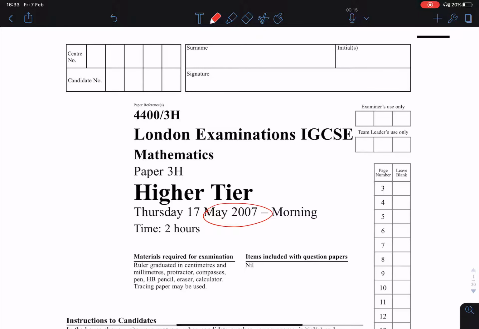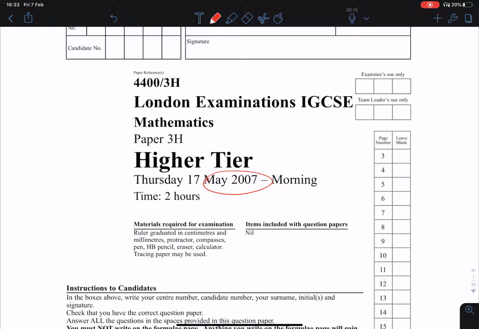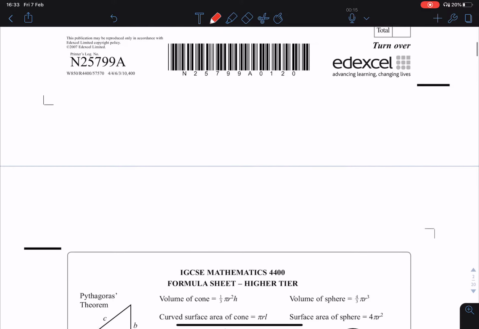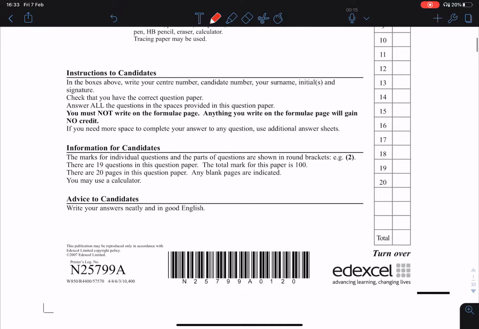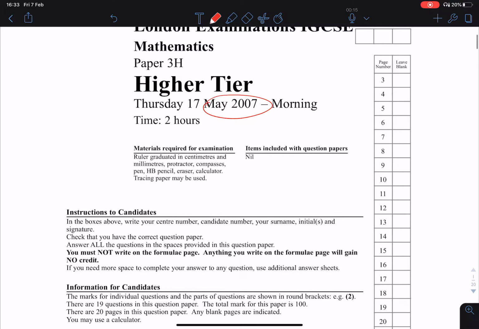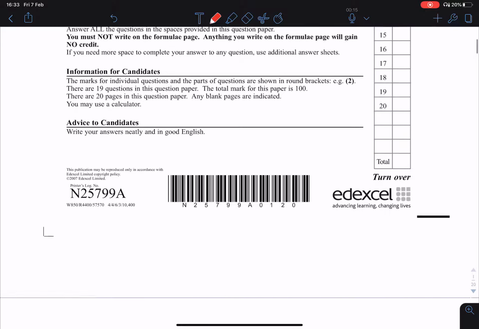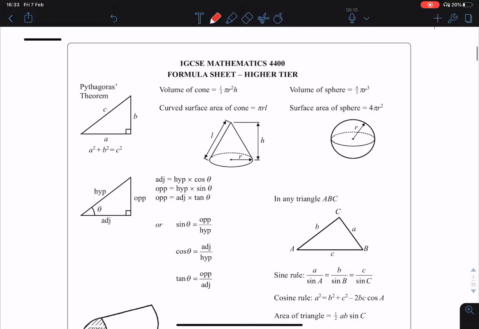I'm making notes with a pen. It's paper 3H. There's a paper 3H and there's a paper 4H, so two higher papers that you have to sit anyway. What I'm going to do is go through the first half of the paper, so maybe the first 10 questions, something like that. Okay, so let's go through this nice and easy.